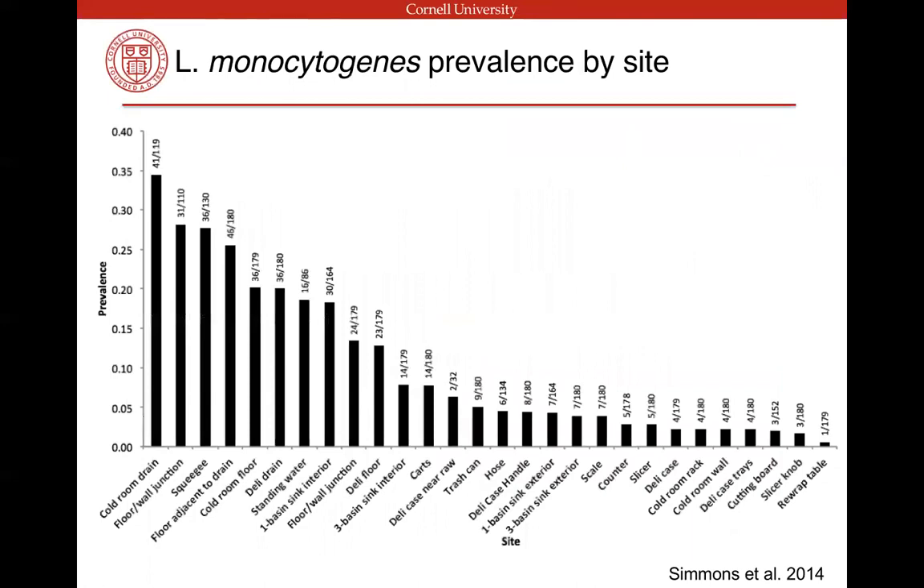So here's an example from a paper that came out in 2014 that shows you they collected hundreds of sponge samples in delis, and so they're number one in terms of prevalence. They took 119 samples, and 41 of them were positive from a cold room drain. So the drain in the cold room actually had the highest prevalence. And you can see some other examples here along the way that would be good to check.